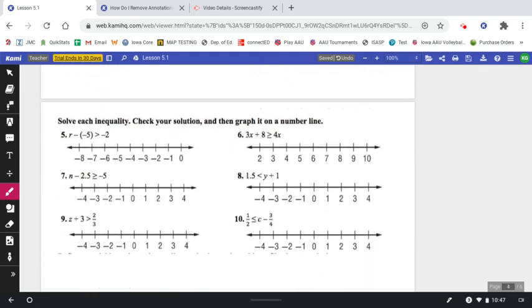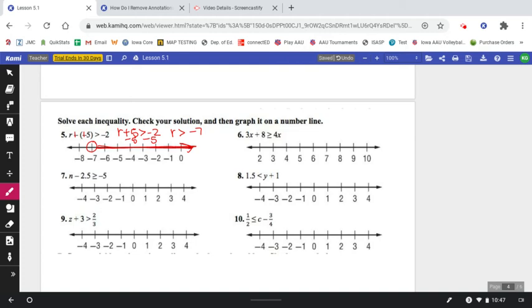Solve each inequality, check your solution, and then graph it on a number line. So this first one starts as r minus -5, which we know from our previous lessons, minus negative turns into plus a positive. So I really have r plus 5 is greater than -2. Subtract 5 from both sides, so I have r is greater than -7. Because it's a greater than, I'm going to put an open circle on -7. And it says that r, or the answers, are greater than -7. So all of these numbers to the right are the ones that are greater than -7.